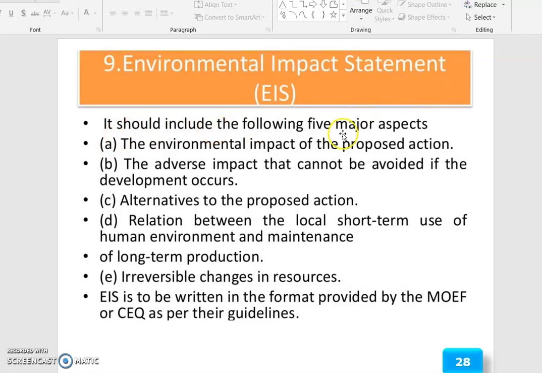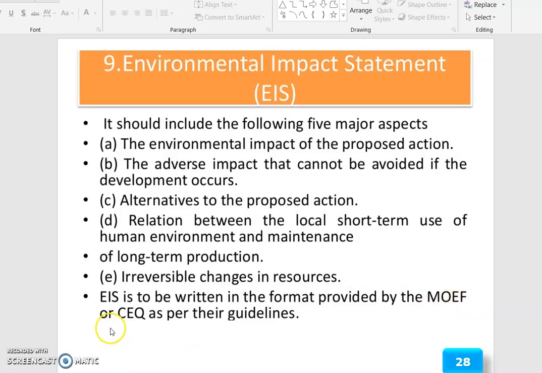Then environmental impact statement. It should include the following five major aspects. First one, the environmental impact of the proposed action; the adverse impact that cannot be avoided if the development occurs; alternatives to the proposed action; relation between the local short-term use of the human environment and maintenance of long-term production; irreversible changes in resources.